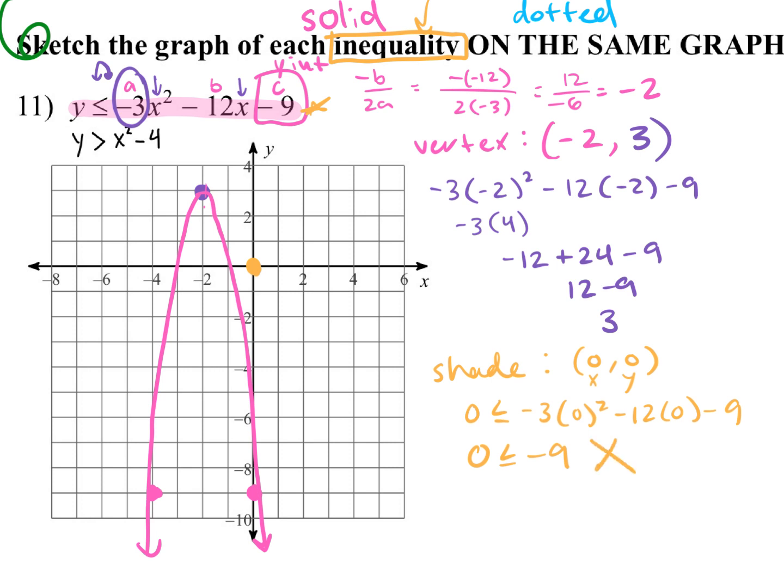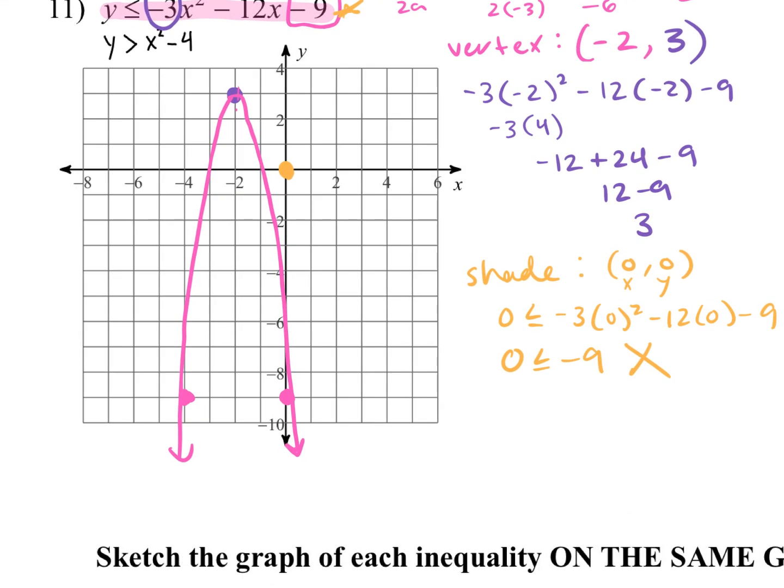So am I going to shade where 0, 0 is or where it's not? Where it's not. Since it's not true, you shade where it's not. So am I shading inside or outside? Inside, because 0, 0 is outside and I need to shade where it's not. So I'm going to shade the inside. Everybody good with that one so far?